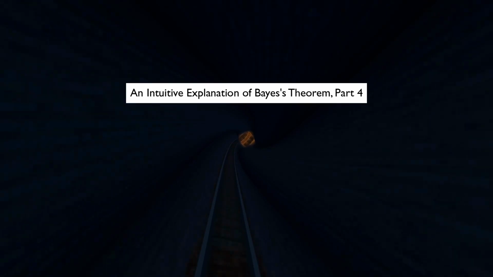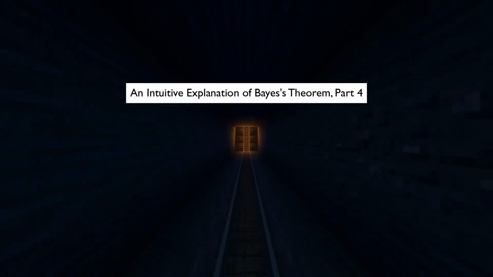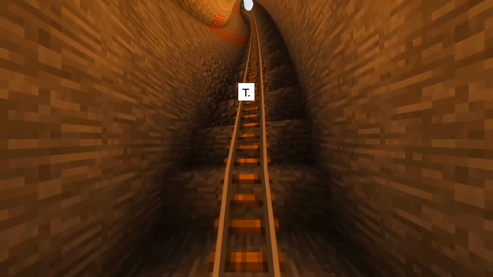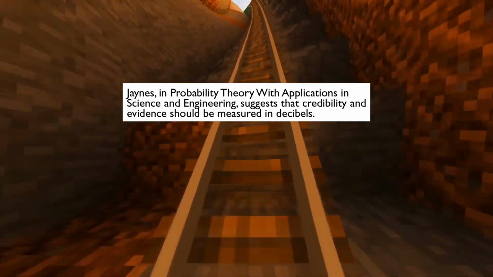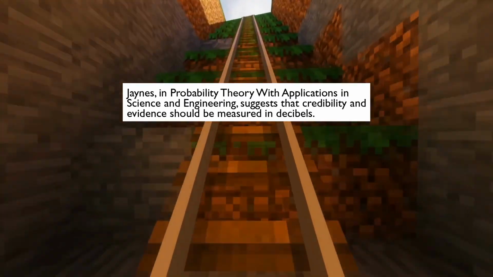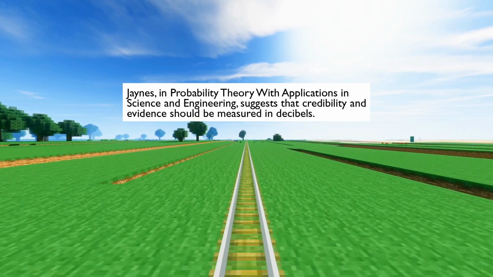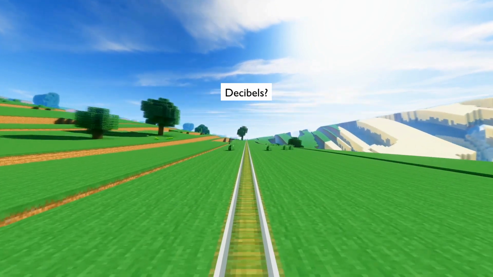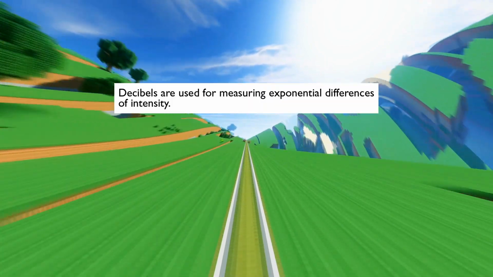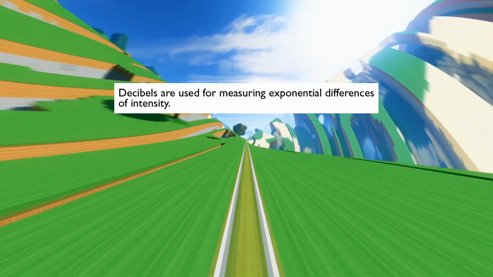An intuitive explanation of Bayes' theorem, Part 4. E. T. Jaynes, in Probability Theory with Applications in Science and Engineering, suggests that credibility and evidence should be measured in decibels. Decibels? Decibels are used for measuring exponential differences of intensity.